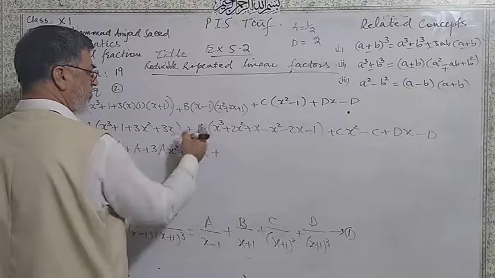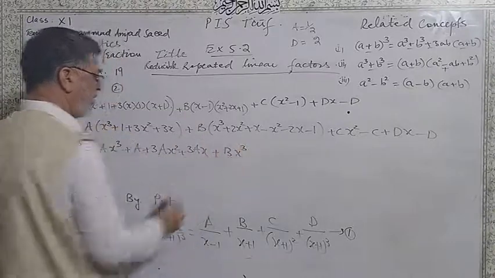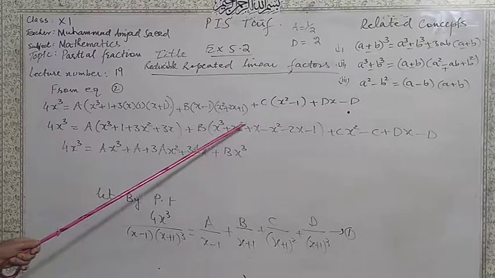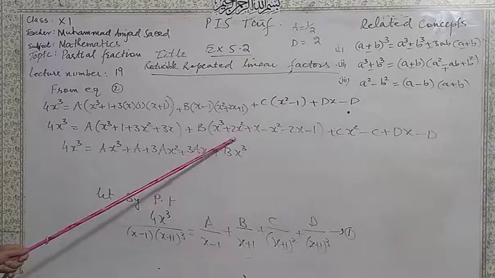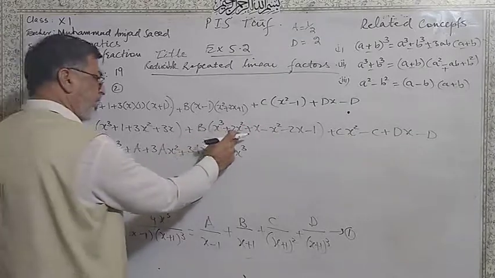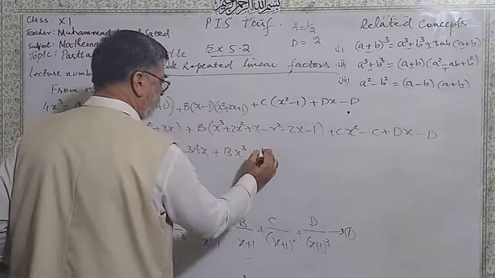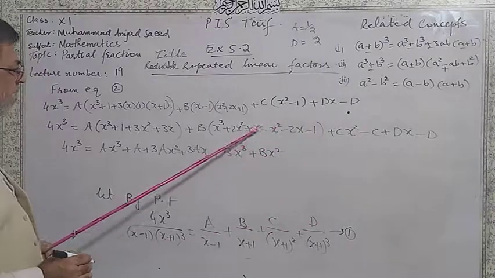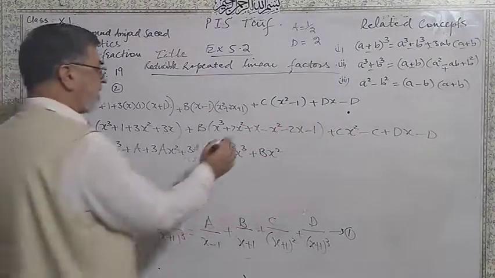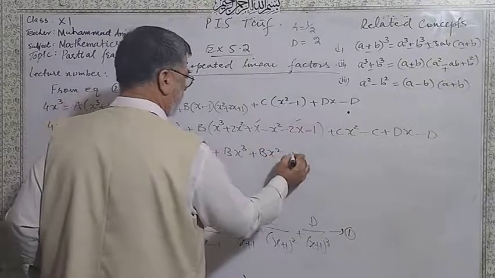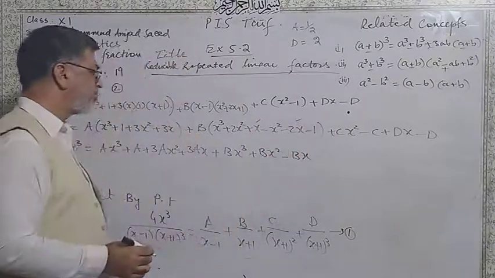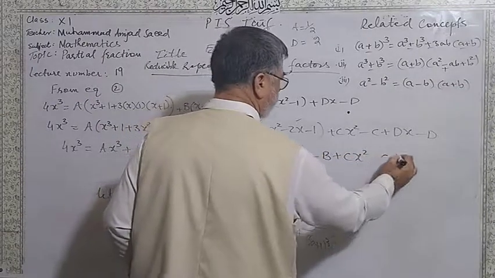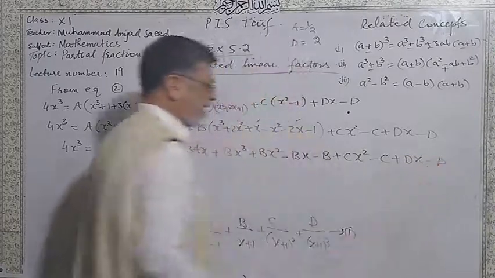plus bx cubed. I am writing now, look at that, 2x square minus x square is x square. So multiplying this b, this will be bx square. Then here is minus 2x and plus x. This minus 2x and plus x is minus x. So here will be minus bx. Then minus b plus cx square minus c plus dx minus d.